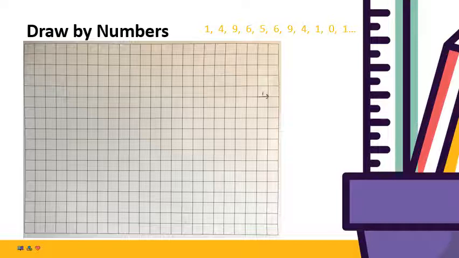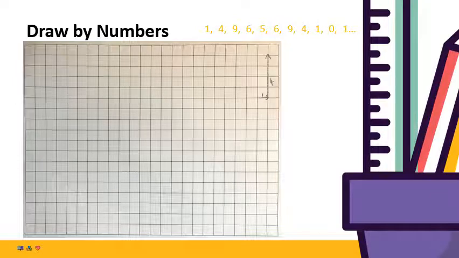I'm also using squared paper to illustrate this. Now, don't worry if you don't have squared paper, you could just use blank paper, but make sure you use a ruler to measure accurately the length of your lines. So I've got my starting point. The first part of my sequence is 1, so I'm going to draw a line 1 length across.